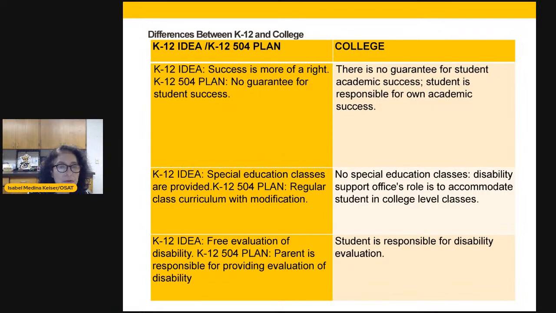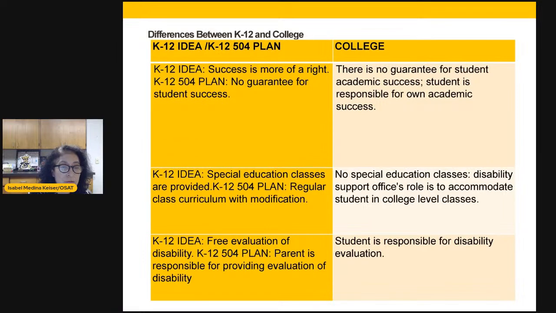In K through 12, success is more of a right. And in college, there is no guarantee for student academic success. The student is responsible for their own academic success. Our responsibility as the college, as our office, is to make sure that the students have access, not so much to success, but access to accommodations and assistive technology and things like that.